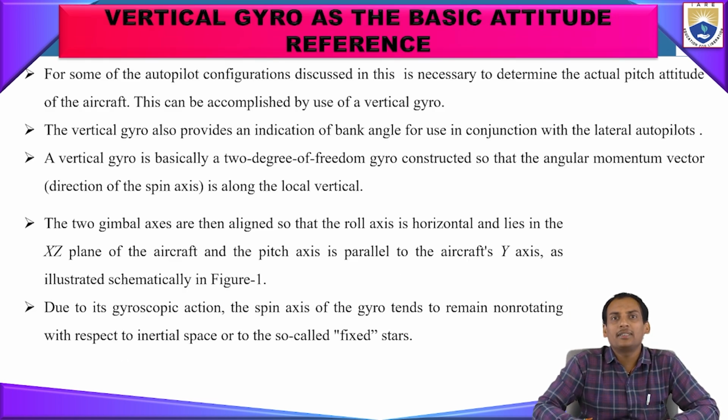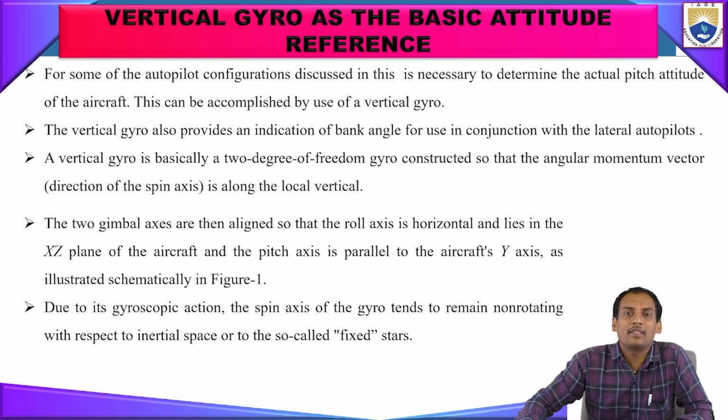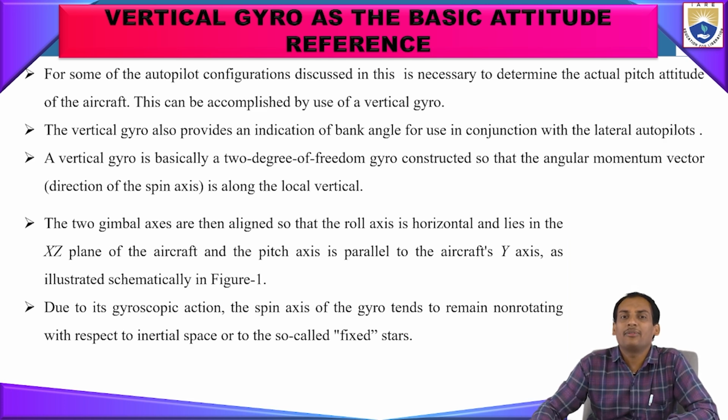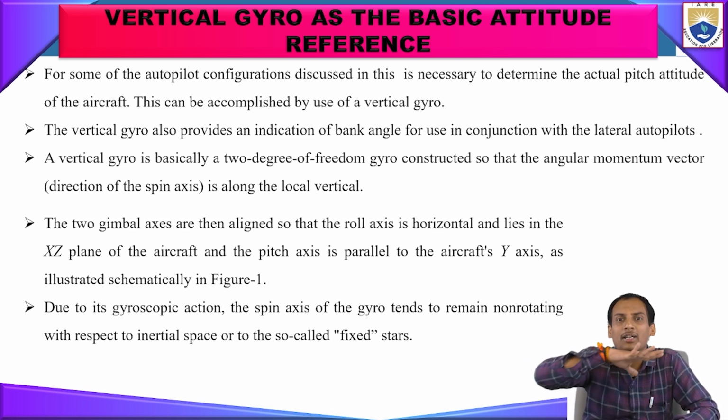Due to its gyroscopic action, the spinning of that gyro tends to remain non-rotating with respect to inertial space, or the so-called fixed stars. Fixed stars means a fixed reference only. With respect to that reference line, these things will be designed. Our reference line is the body axis system, so accordingly the total gyro system will be designed on the body axis system.